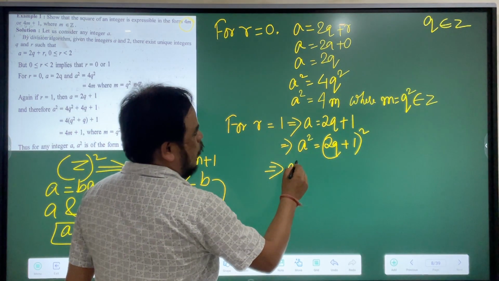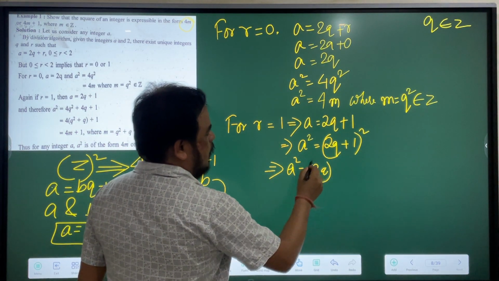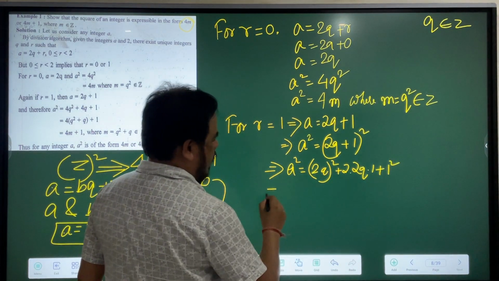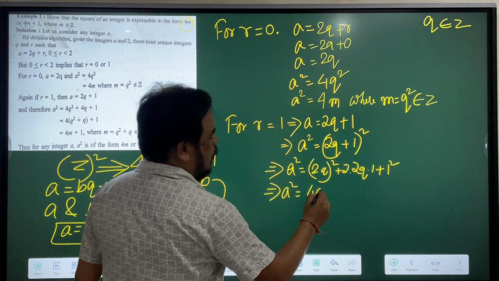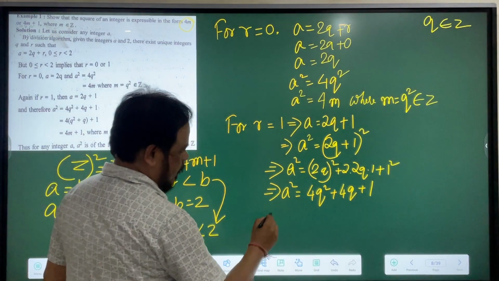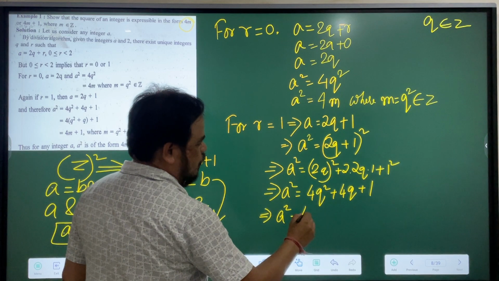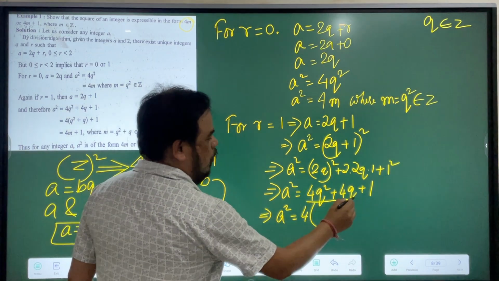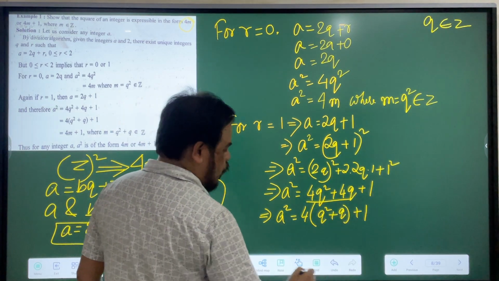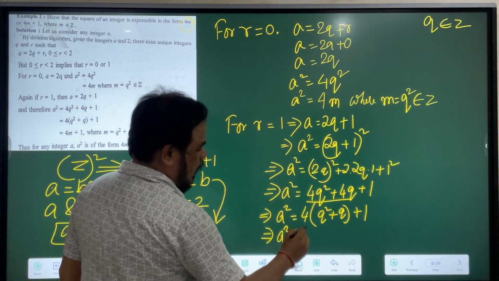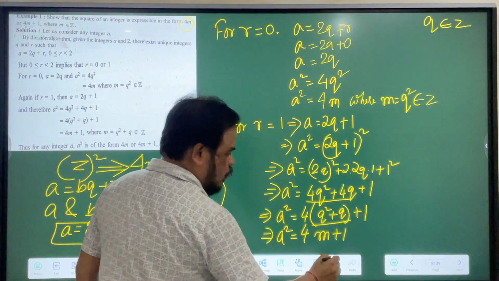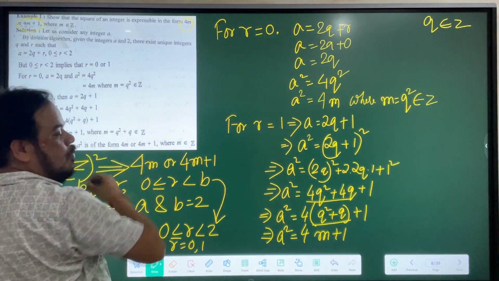So a square is a plus b whole square, a square plus 2ab plus b square. A square equals 4q square plus 4q plus 1. A square is equal to 4, in brackets we take common from these two terms, q square plus q, plus 1. Now we will write a square equals 4, in place of q square plus q we will write m, plus 1, so 4m plus 1. In the question you have to use 4m plus 1.